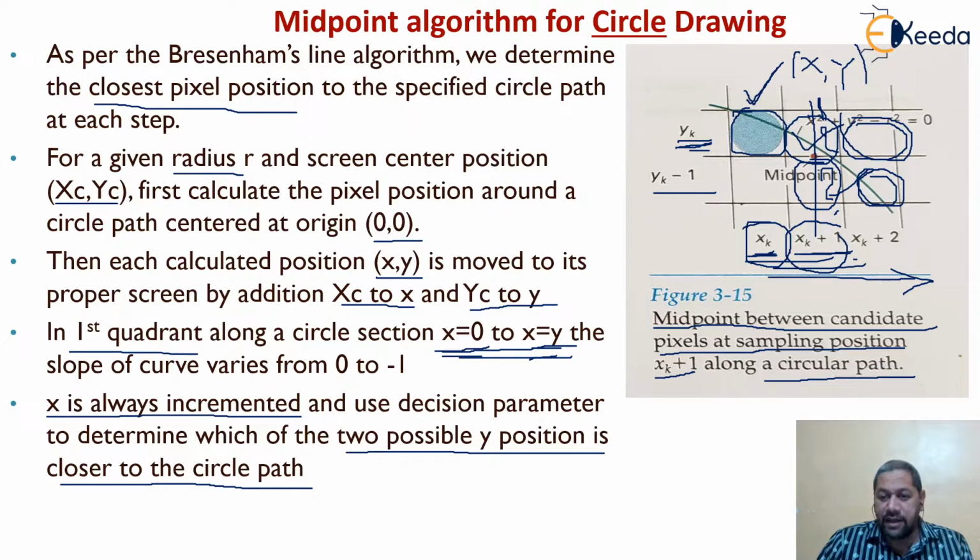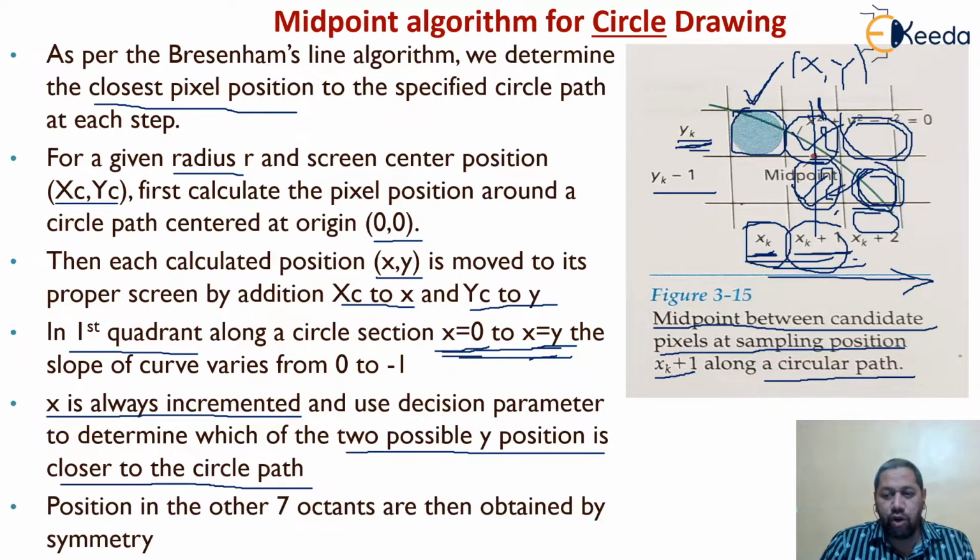Suppose I get this as my correct pixel. Then I activate this. Again, the next choice is whether to activate this pixel or this pixel. So this process is continued until I reach the end of one quadrant. This is the way we are going to continue. Okay, so we move to the next slide.